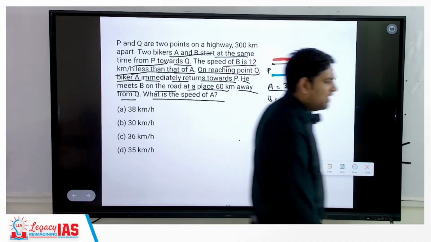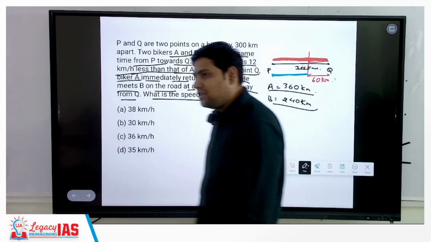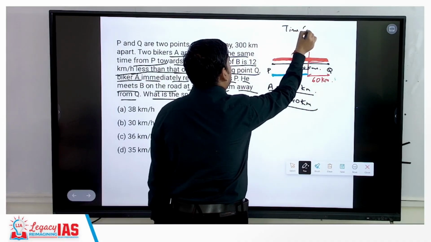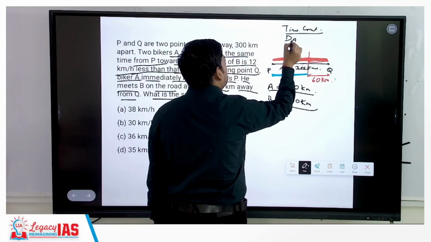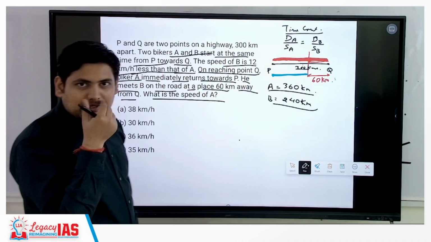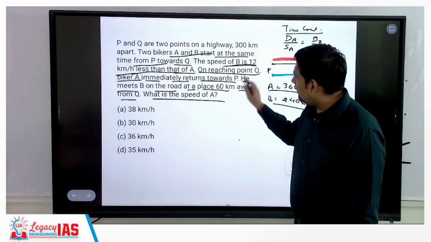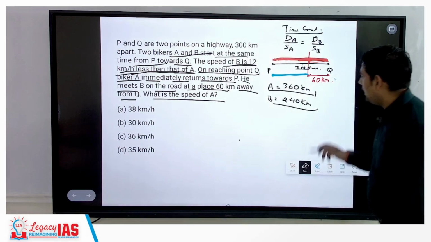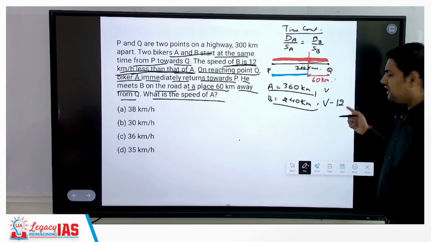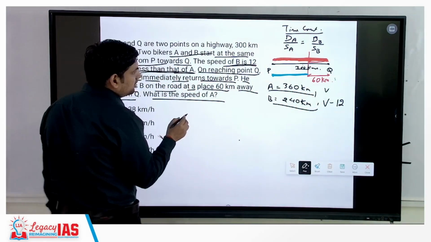How? See, they leave at the same time and they meet at the same time. That means time is constant for both of them. So you can equate: distance travelled by A upon speed of A is equal to distance travelled by B upon speed of B. Simple. One more thing is given: the speed of B is 12 km per hour less than A. So let us say speed of A is V. Then speed of B will be V minus 12. So this is the ratio of speeds. Now you put those values and you will get the answer easily.